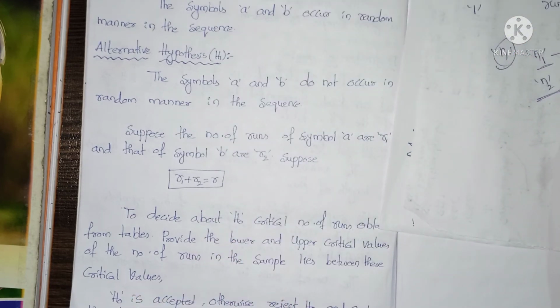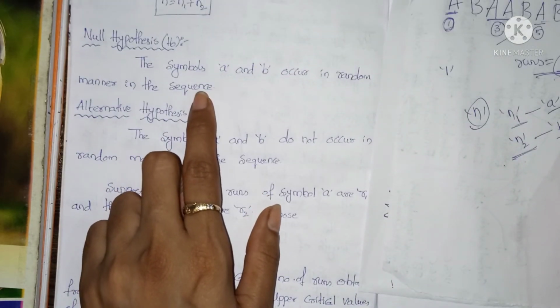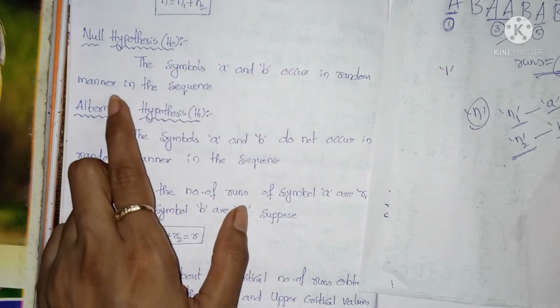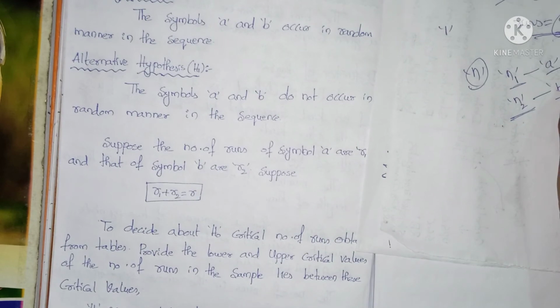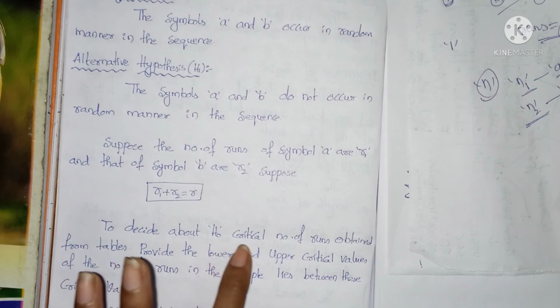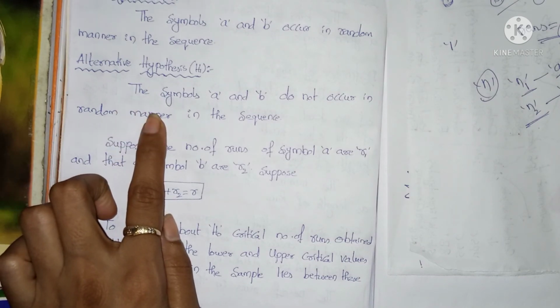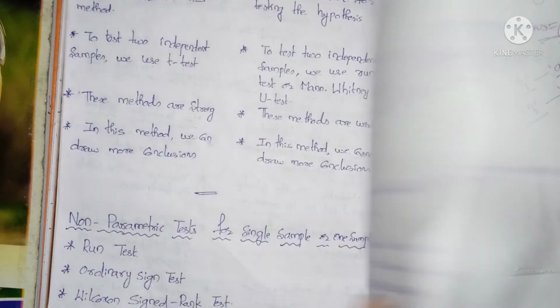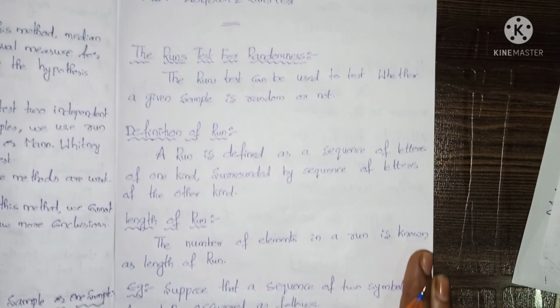If it lies between them, then we accept the null hypothesis. Null hypothesis means the symbols A and B occur in a random manner, that is, it is following some pattern. If the number of runs we get does not lie between the lower and upper limits of the table value, then we reject the null hypothesis, and at that time we accept the alternative. So this is the procedure for the run test. Once I will show you so that you can write.